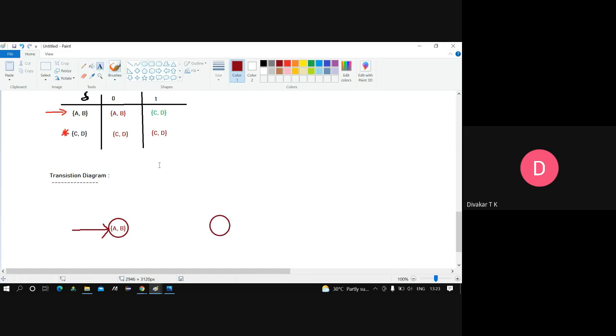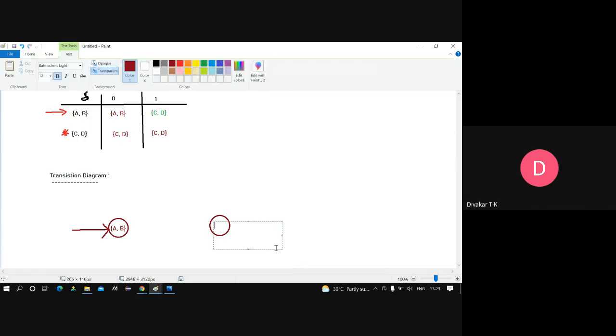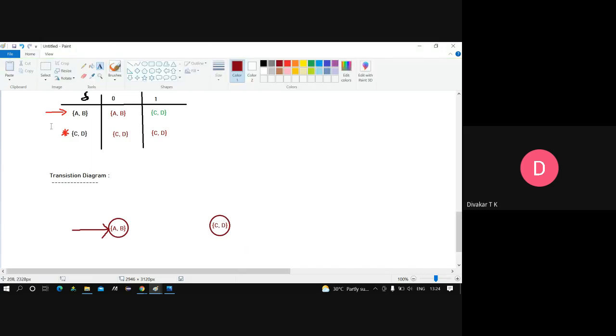Perfect. So just have to write C comma D here. Since C comma D is a final state, which is denoted by the star mark, we have to represent it with a double circle. So that is the meaning of final state. Got the clarity? Perfect.